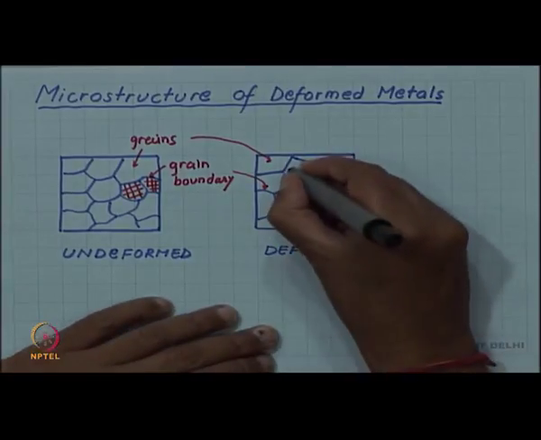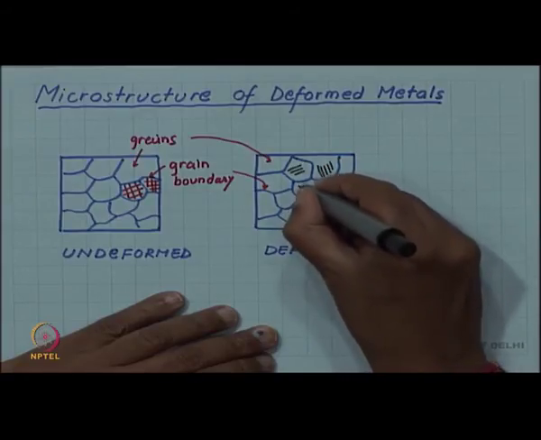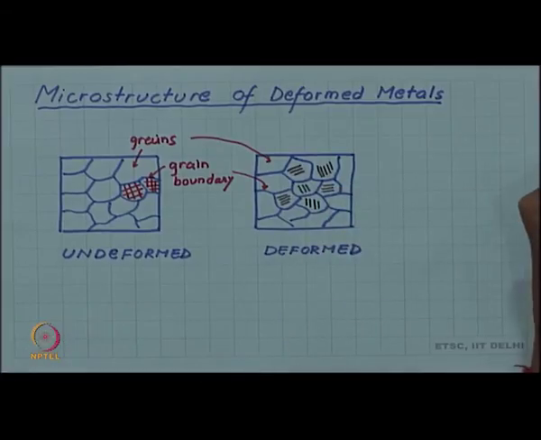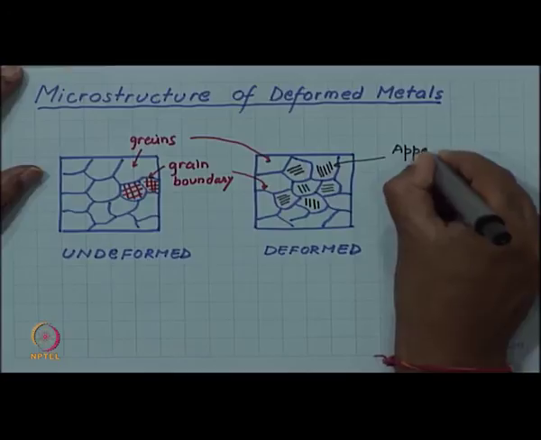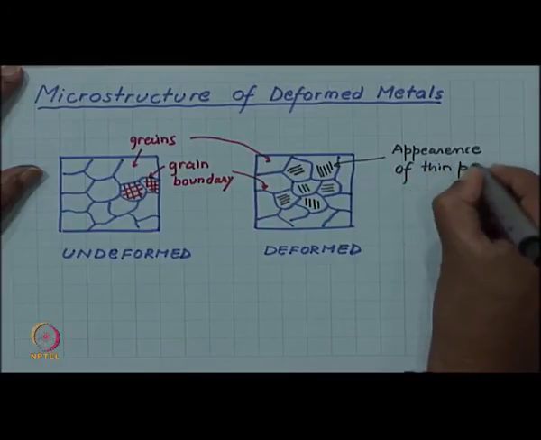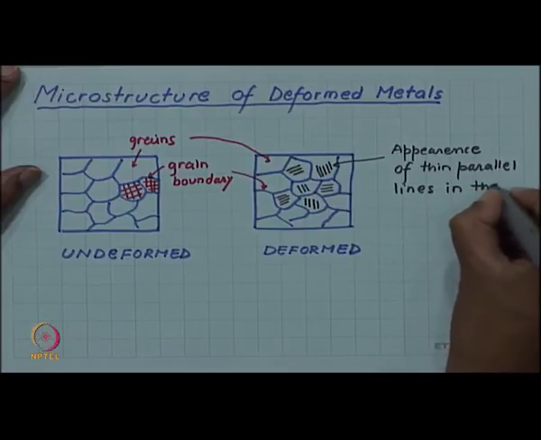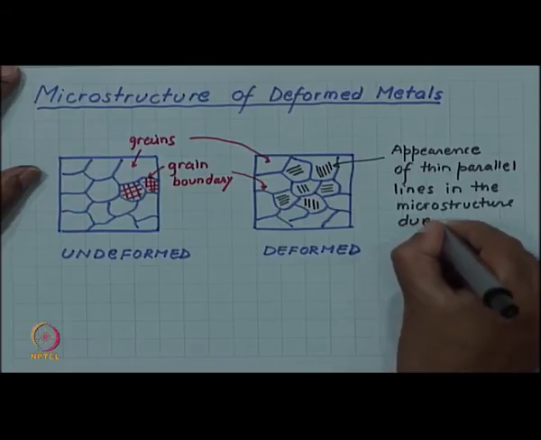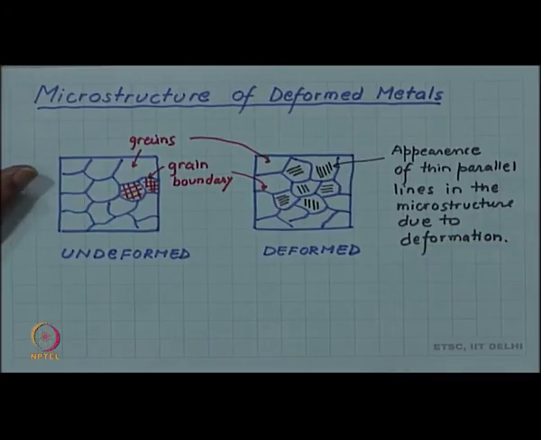However, a new feature which was not there in undeformed material also appeared: some thin parallel lines, differently oriented in different grains, started appearing in these grains. These thin parallel lines, the appearance of parallel lines in the microstructure, are due to deformation.